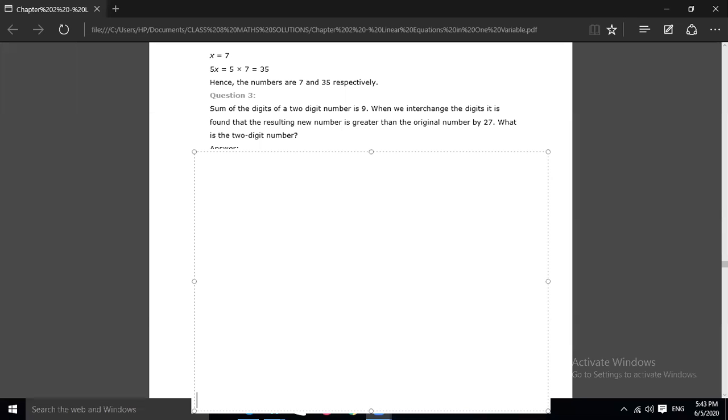So this is question number 3, exercise 2.4. The sum of the two digits of a two-digit number is 9. When we interchange the digits, it is found that the resulting new number is greater than the original number by 27. What is the two-digit number? So we have to find the two-digit number. So we can simply start.